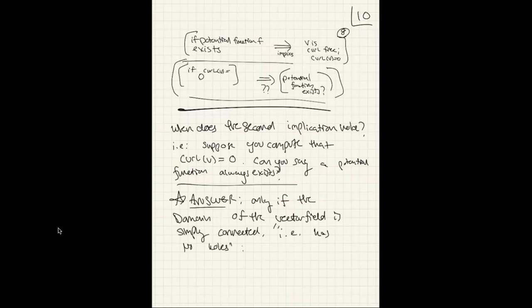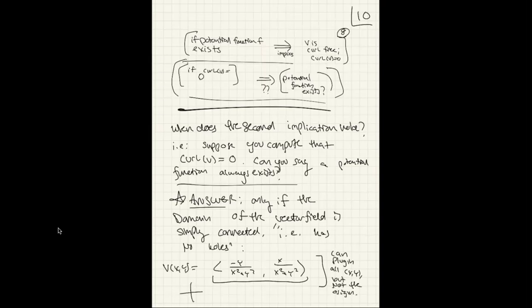Okay, and so I'll give a quick counterexample. V of x, y is going to be negative y over x squared plus y squared, x over x squared plus y squared. The domain of this, I can plug in absolutely everything, except I can't make those denominators 0. So I can plug in all x, y, but not the origin. So the domain is not simply connected. The domain is all numbers except that hole at the origin. It's supposed to be a point removed. That is not simply connected. And the curl of this V is equal to 0.